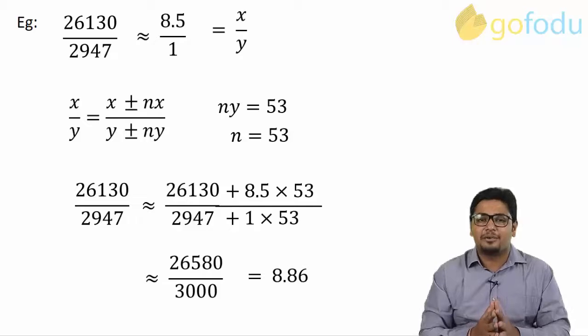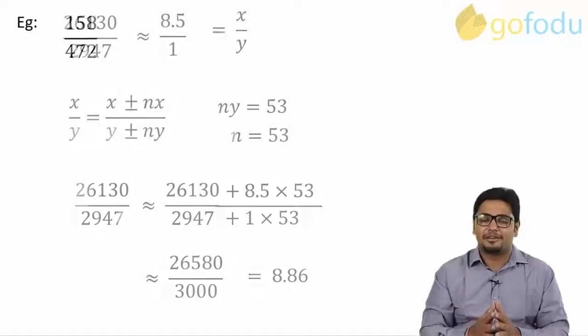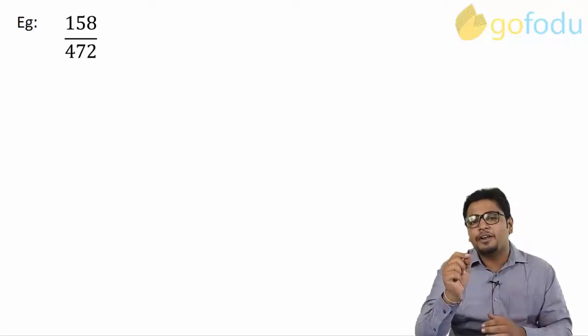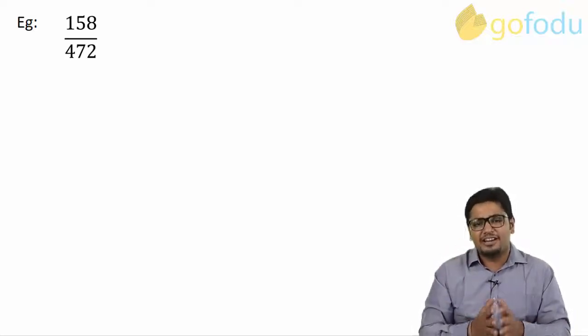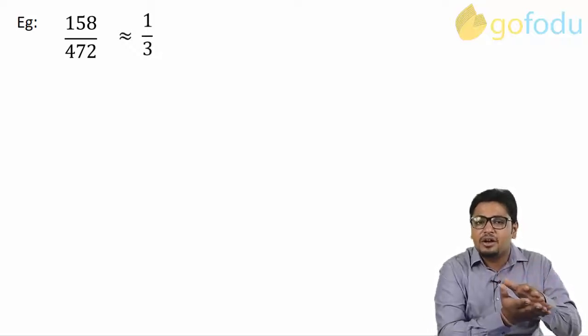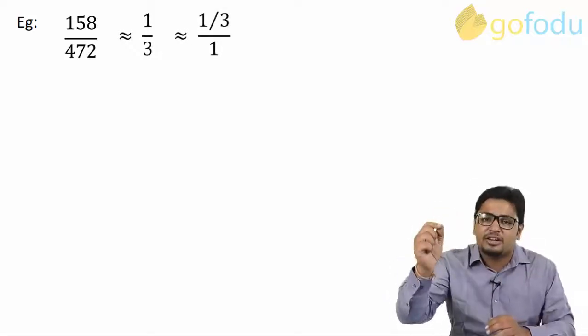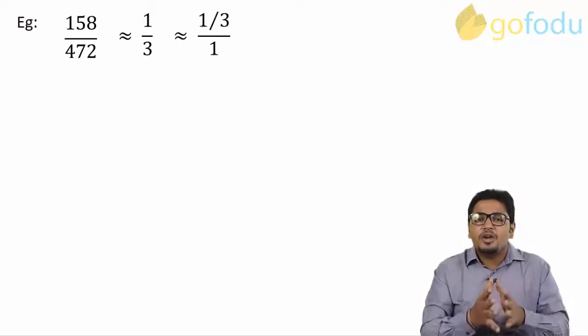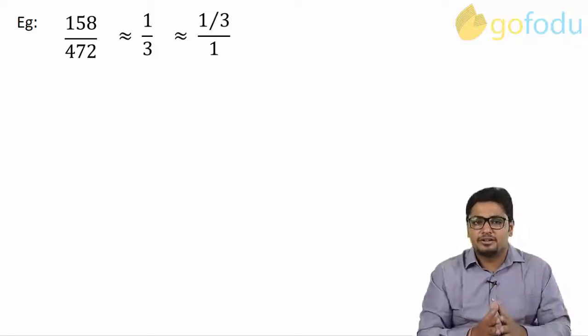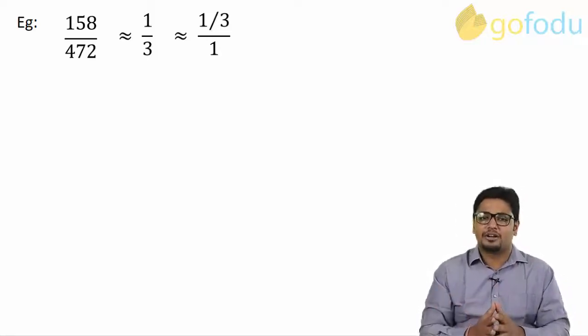Let's take one more example to understand this technique a little better. We have 158 by 472, relatively a simpler fraction. So, we know that 3 times 158 will be around 472. So, this fraction can be written as 1 by 3 or the same can be written as 1 by 3 by 1. This we are doing because we want to simplify the denominator. We want to make it 500. So, we have kept 1 in the denominator.